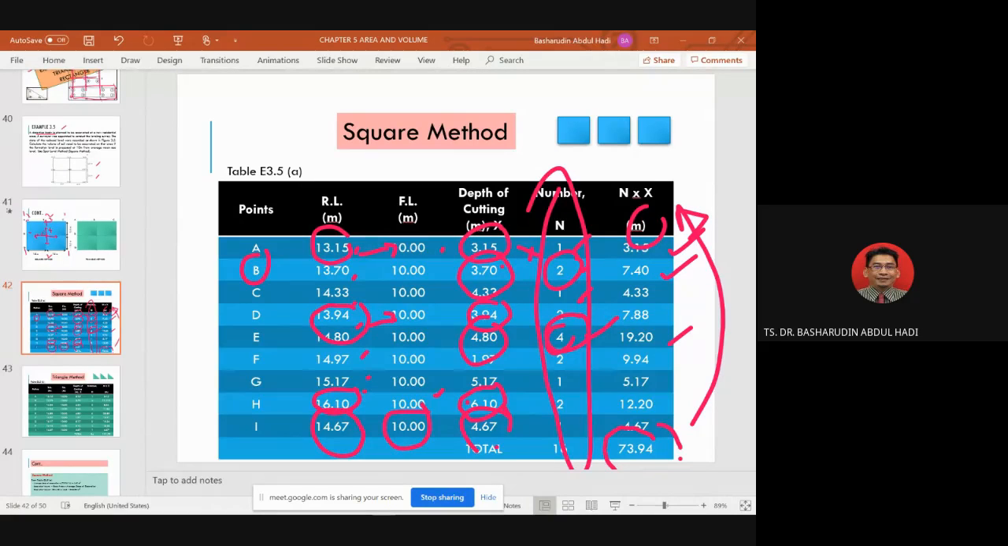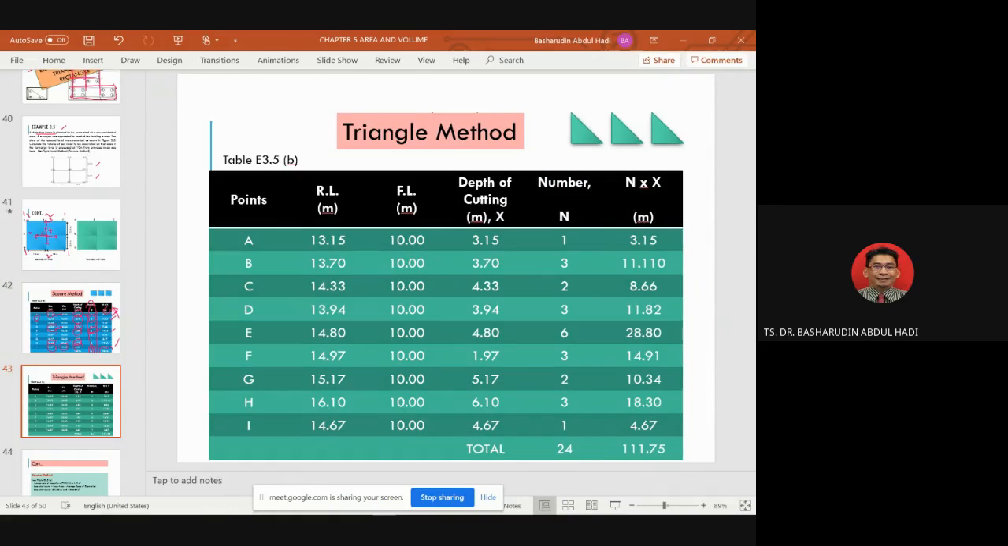So N is 16. And another one, we call it the triangle method. In this triangle method, A is the same, all the same like the first example, so the depth of cutting is also the same. The difference is like this here.